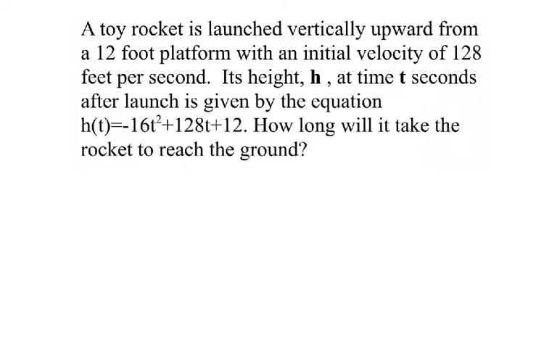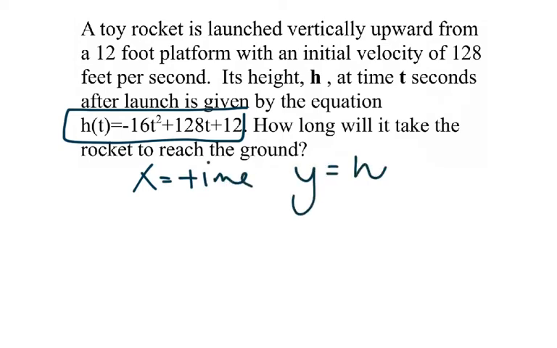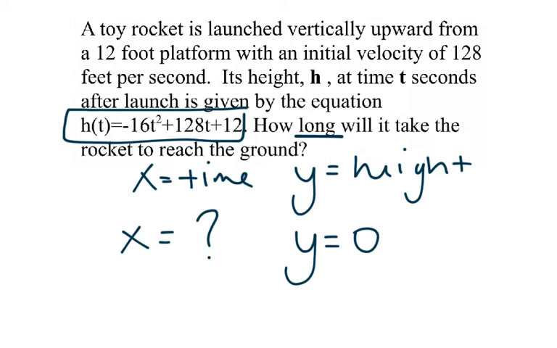Alright, so you can read this one. It's pretty much the same thing. So here's my formula. Remember, x is represented by time, y is represented by height. How long, so what's the x? How long will it take to reach the ground? And at ground, we would be at a height of 0. So what does x equal when y equals 0? So all you gotta do is graph it and see when it actually hits the x-axis.